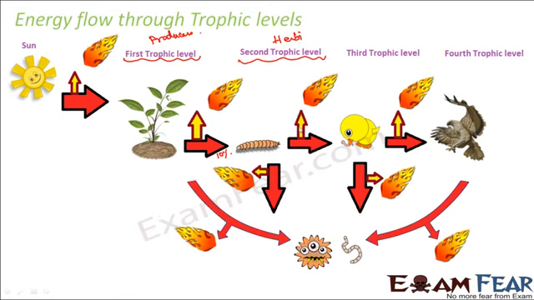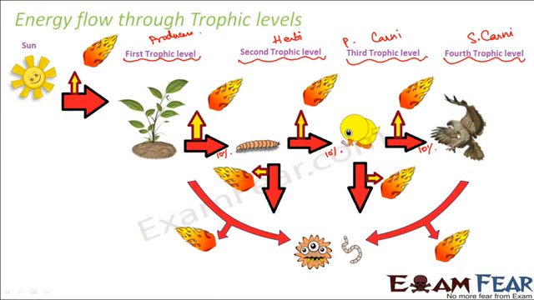Then these insects are in turn eaten up by the third trophic level, that is the first carnivore. So these are the primary carnivores. Here also some amount of energy is lost, so around 10% of energy is passed on to the primary carnivore. In a similar way, the fourth trophic level is occupied by the secondary carnivore, here a hawk. Here also some energy is lost as heat and around 10% reaches here. So the minimum amount of energy reaches the fourth trophic level.